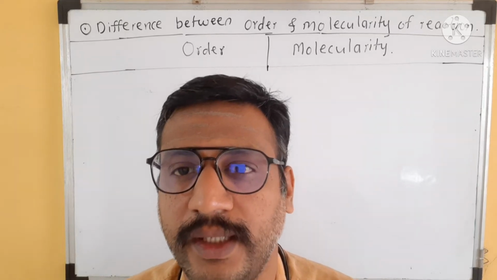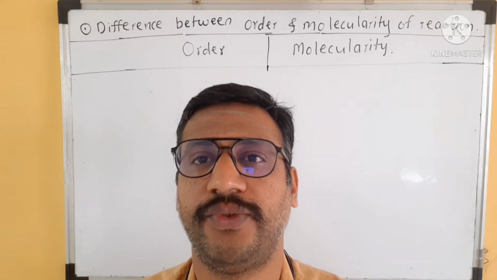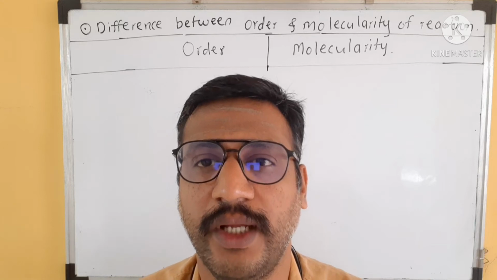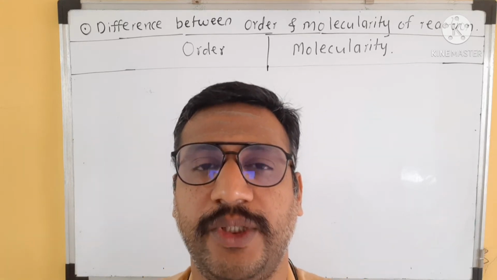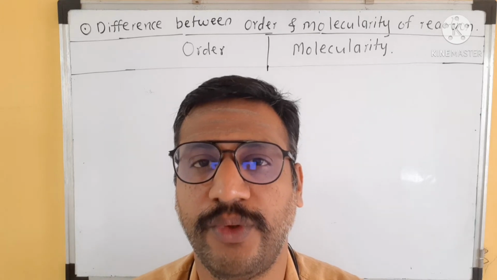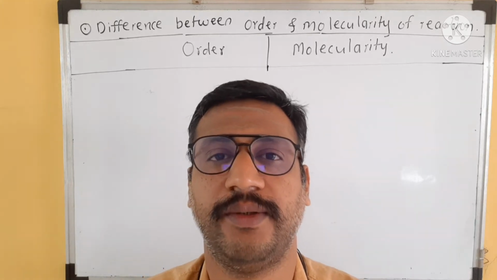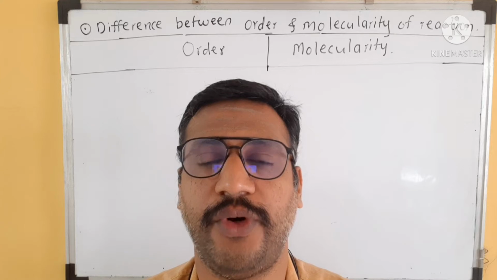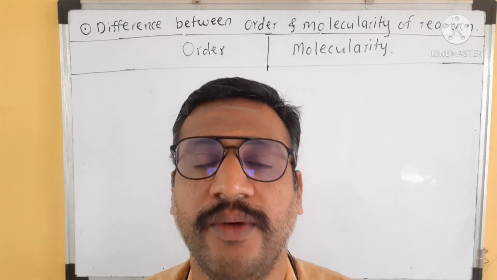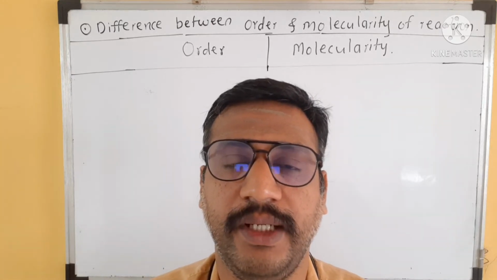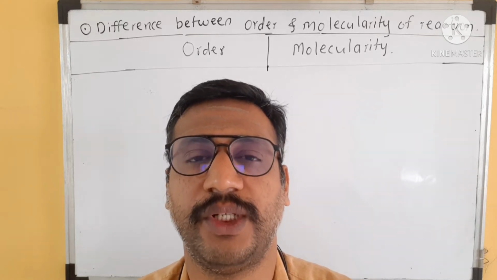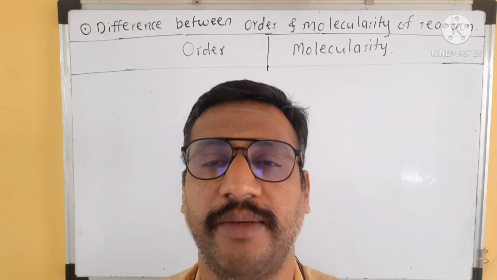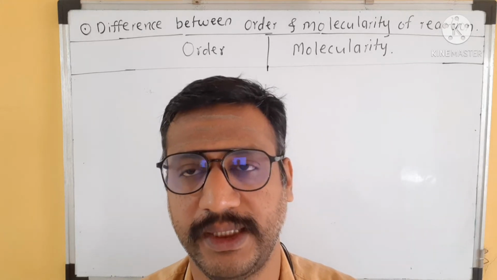Hello everyone. Let's see the points of differentiation between order and molecularity of reaction. While seeing the points of differentiation, a few more things will be clarified. For example, what is the meaning of order and molecularity? What is the meaning of elementary and complex reactions? And what is the slowest or rate determining step of a chemical reaction?